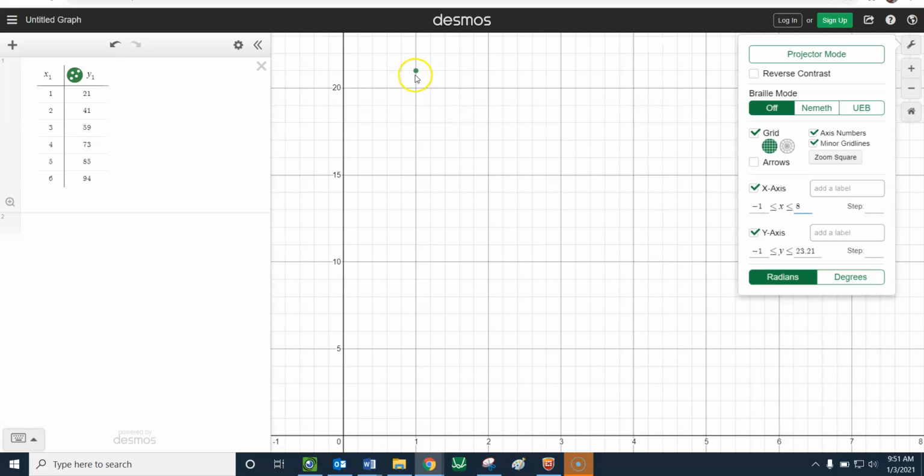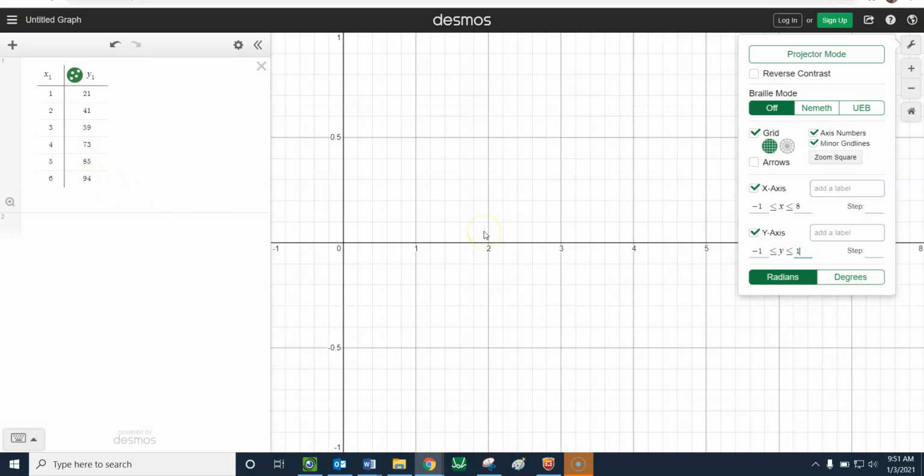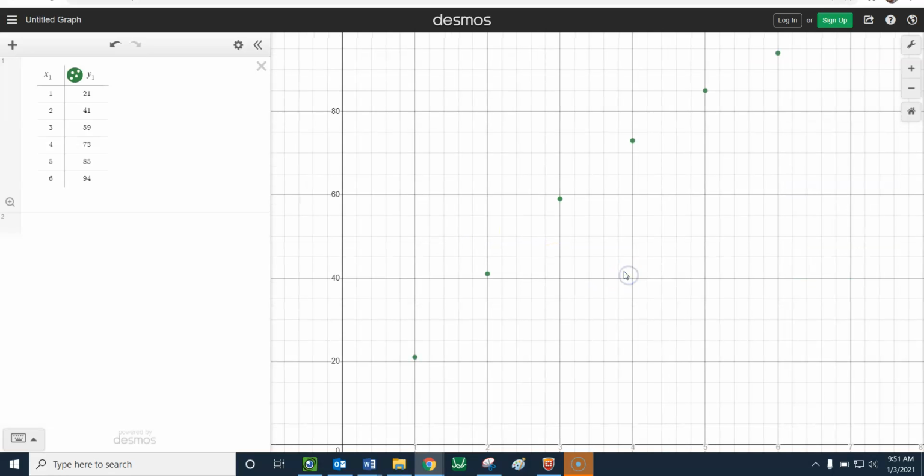Okay, still only see the 1 dot because I'm not up far enough. On my y values, I'm going to go from -1 to the biggest one I see. Biggest one I see, 94. Let's go to 100. Okay, click off of it. There we go. There are all my points.